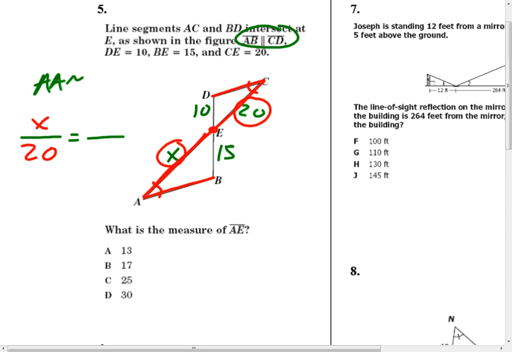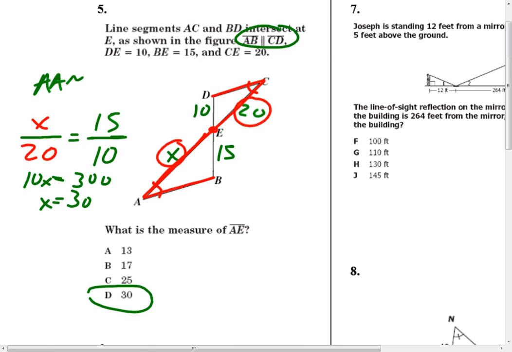This corresponds to this. It doesn't correspond to the 10. The 15 corresponds with the 10. Let's see. Those two are in the same triangle, those two are in the same triangle. That's how I set up things, triangle to triangle. 10x equals 300, x equals 30.